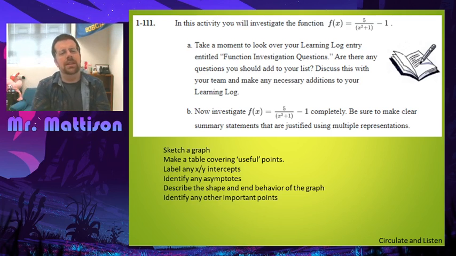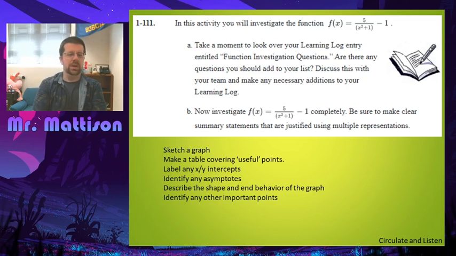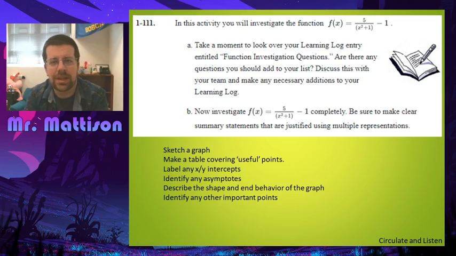Don't worry about the learning log part here. I do want you guys to investigate this. So I want you to sketch a graph of it, make a table that covers any useful points on that graph, determine the x and y intercepts, identify any of the asymptotes, and then describe the shape and the end behavior of it, and then anything else that seems important about it.